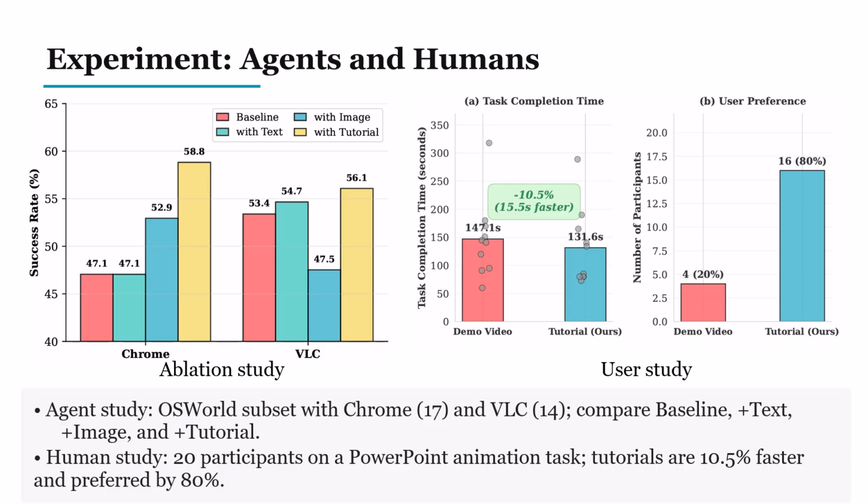For humans, the authors run a user study with 20 participants on a non-trivial PowerPoint animation task. Participants using the generated tutorial finish in 131.6 seconds on average, compared with 174.1 seconds with the demo video. Also, 16 out of 20 participants prefer the tutorial format. This supports the claim that tutorials are useful for knowledge representation.